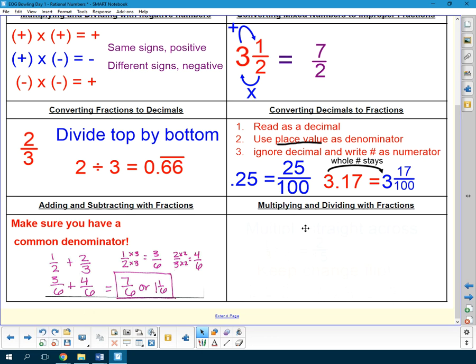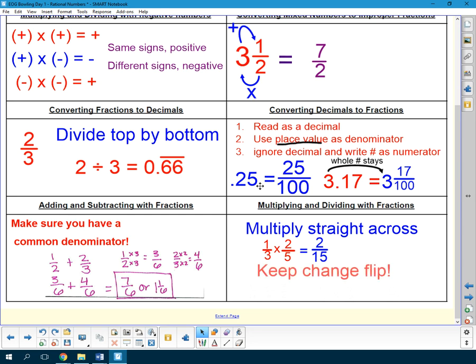If you want to multiply and divide with fractions, if you're multiplying fractions, you can multiply straight across. So you can do 1/3 times 2/5. 1 times 2 is 2, and 3 times 5 is 15. If you want to divide fractions, you're going to want to keep, change, flip, just like we talked about in Unit 2. 1/4 divided by 3/5 is the same thing as 1/4 times 5/3, the reciprocal of 3/5. And you can still multiply across. 1 times 5 is 5, and 4 times 3 is 12.